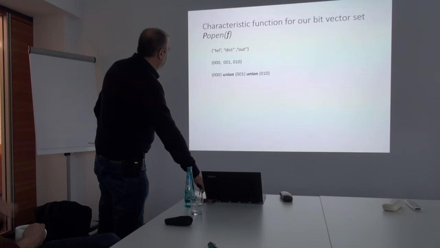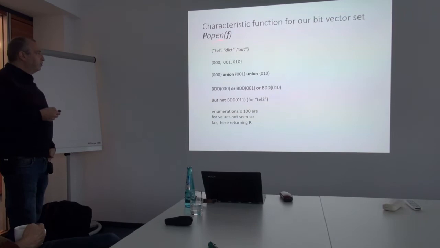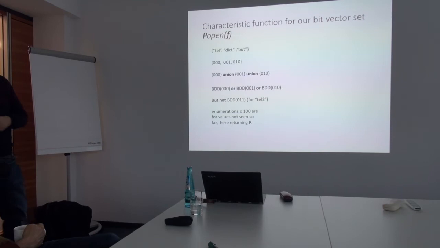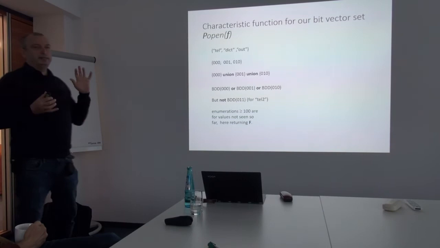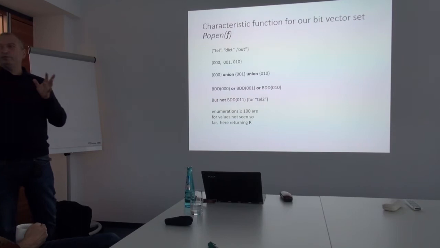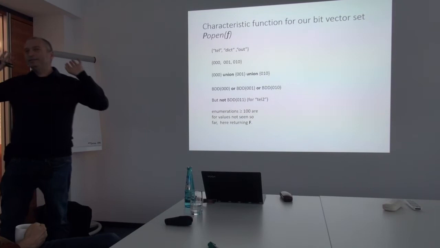Now let's see something interesting. I enumerated for open values from 000 to 010. I have 3 bits, so I have 8 possibilities. And I did not enumerate anything which is bigger or equal than the enumeration 1, 0, 0. That's 4, the fifth enumeration starting from 0. So what happened is that automatically all the values which I did not enumerate correspond to all the values that I didn't see. And that, I think, is the nicest trick in this world.